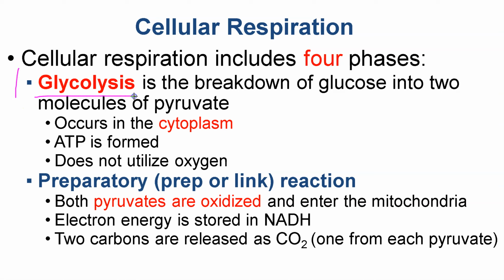First, glycolysis: lysis, the breaking down of sugar, glyco. It breaks down glucose. It does not use oxygen, so this is where fermentation comes in a little later. It occurs in the cytoplasm. Next is the prep reaction, or the link reaction, or pyruvate oxidation. These two pyruvates are oxidized and enter the mitochondria. Again, we're taking the energy from food and converting it into cellular energy, ATP. Electron energy is stored in NADHs, and CO2 is released.